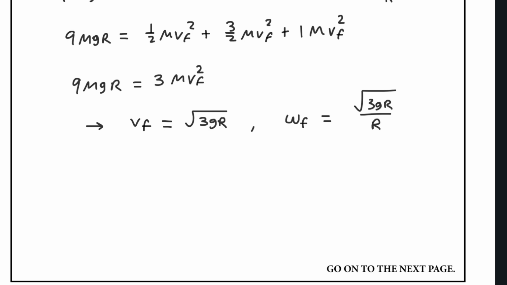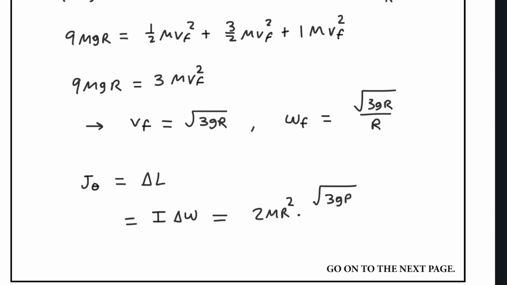Then we just plug in because we said the angular impulse is just going to be delta L, which is equal to I times delta omega, which is 2mr squared times the square root of 3gr divided by r. And that's our final answer. Of course, you could simplify it, but I'd rather not. So anything equivalent to that.